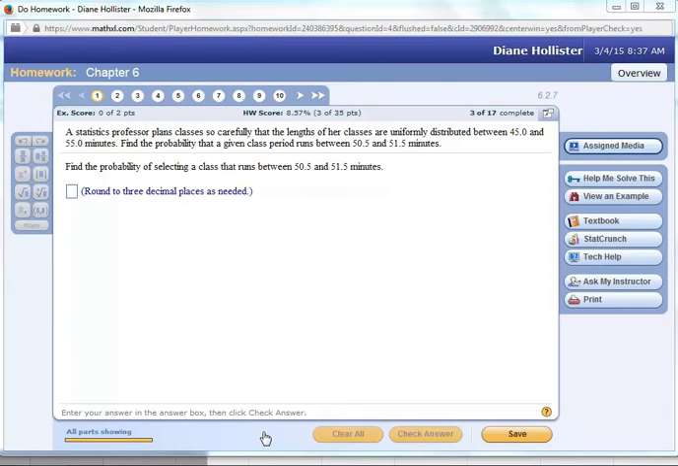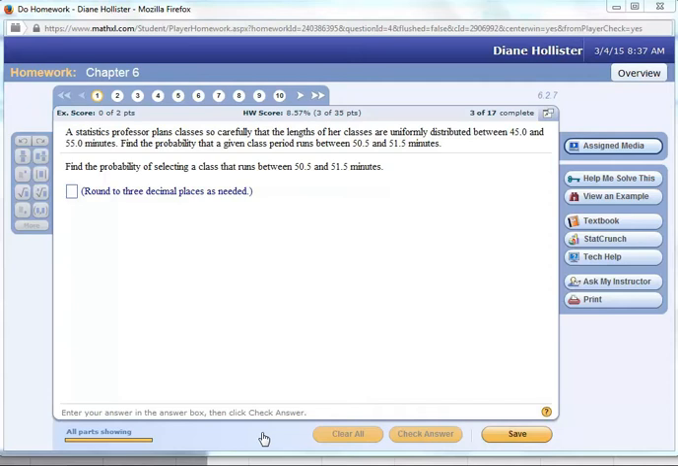In this particular case, the length of your rectangle goes from 45 to 55. That's 10 minutes difference. The area of a rectangle, as you know, is equal to length times width. So if our length is 10, and we know the area is 1.00 or 100%, that means the height must be 1/10 or 0.1. We then go to the second part of the problem.